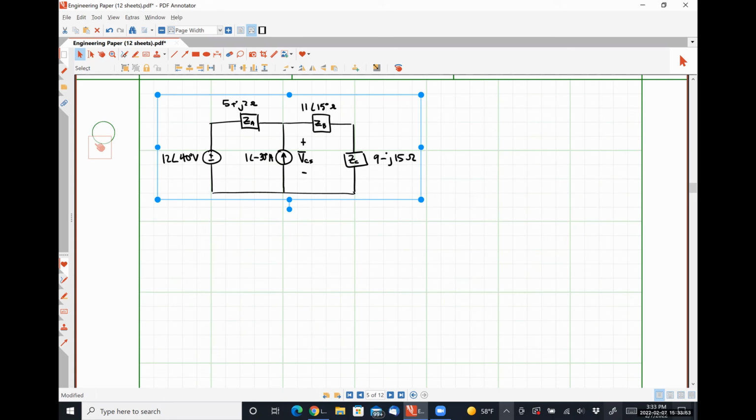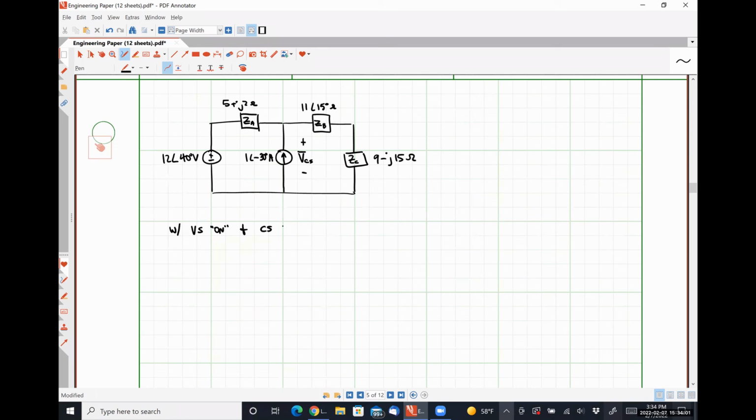Using superposition, let's say with the voltage source on and our current source off, this is going to look like this. 12 angle 40 degrees, here's ZA, here's my voltage source, VCS prime, here's ZB, here's ZC. What can I do to determine the value of this voltage drop VCS prime?